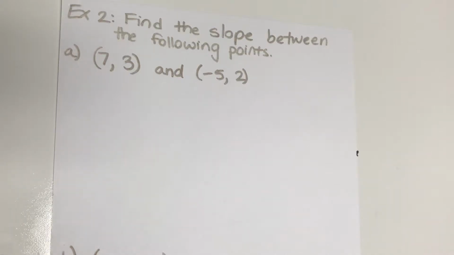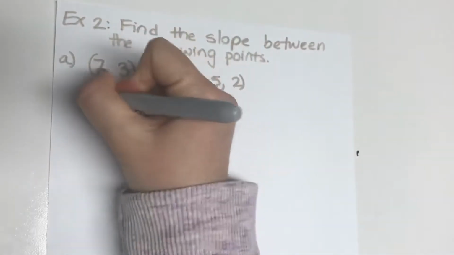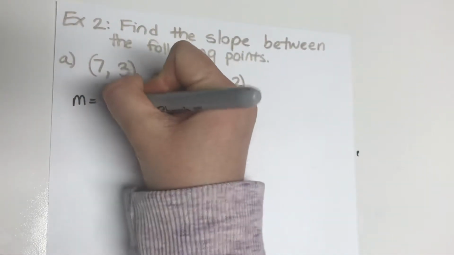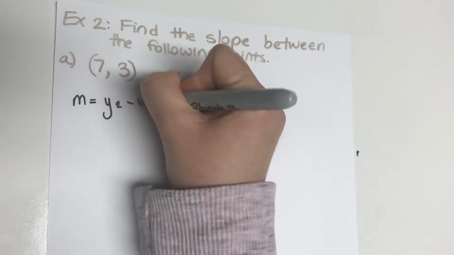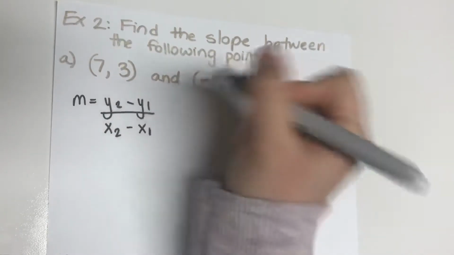All right, so we are finding the slope between these two pairs of points, and the nice thing about this formula is that we don't need to actually graph in order to calculate the rise and run. We can just find it using the formula. So the formula is, we always start with the formula, y2 minus y1 over x2 minus x1.